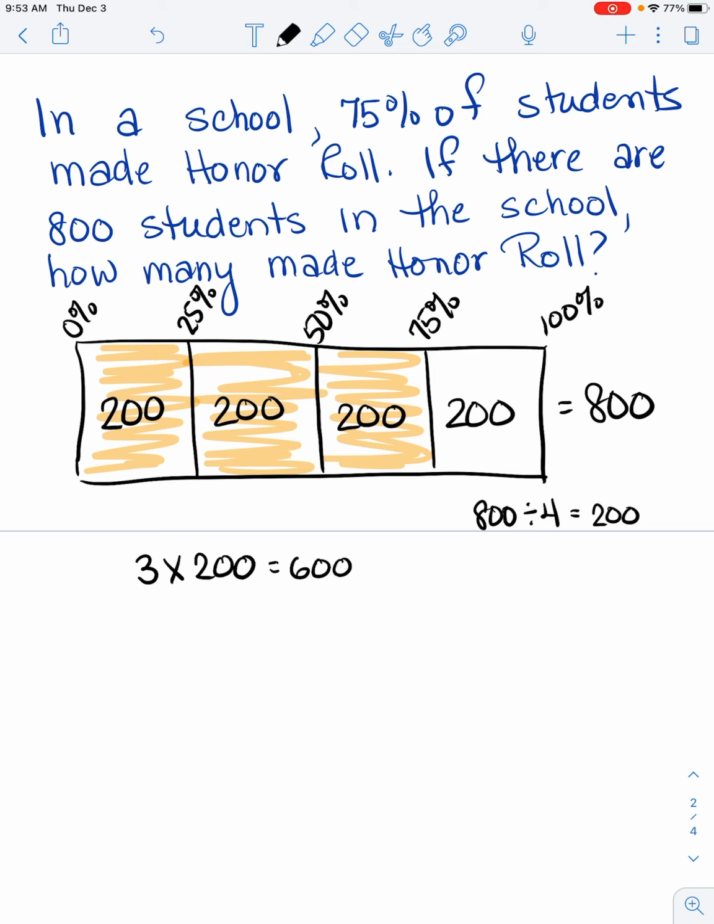And so 600 students made the honor roll. And if you get really good at this bar model method of finding percents, maybe you can make the honor roll too.